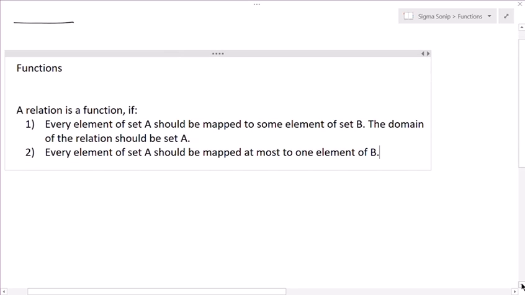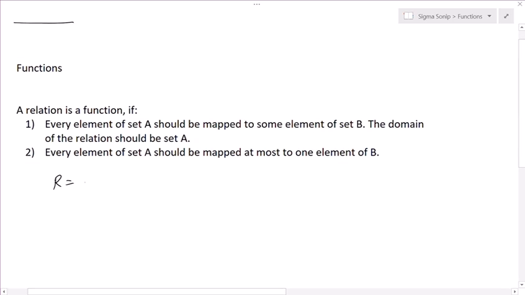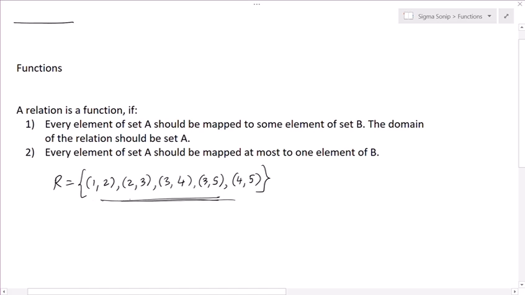Now let's look at some examples. Let's look at this relation which I have, in roster form. I'll write it like this, and 3, 5 and 4, 5. Do you think this relation is a function? Pause the video here for a moment and try to examine this relation using these two conditions, using this criteria here.